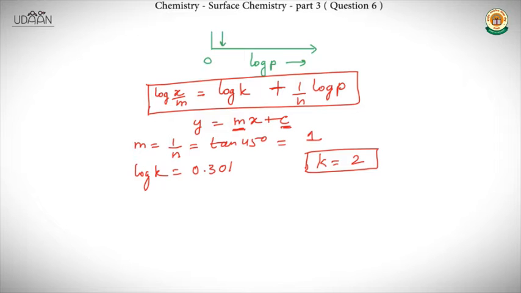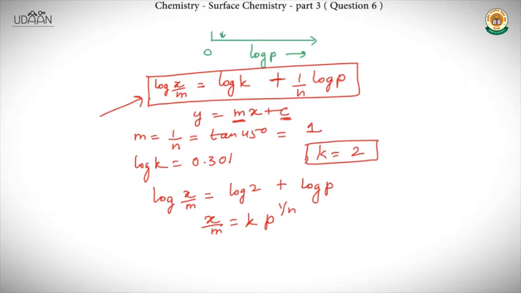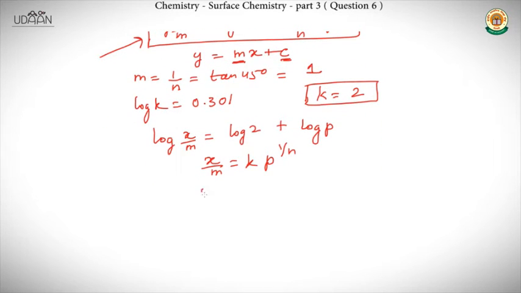So now I have k and I have the slope, so I have this entire equation determined. Log of x by m is equal to log of 2 plus log of p. Now this equation can also be written in this form: x by m is equal to k p raised to the power 1 by n. I need to find the value of x by m at a given pressure. So x by m is equal to k, which I found out as 2, times the pressure, and n is equal to 1.